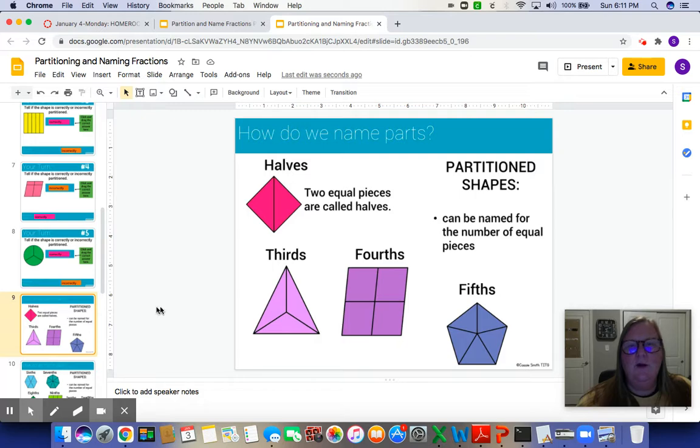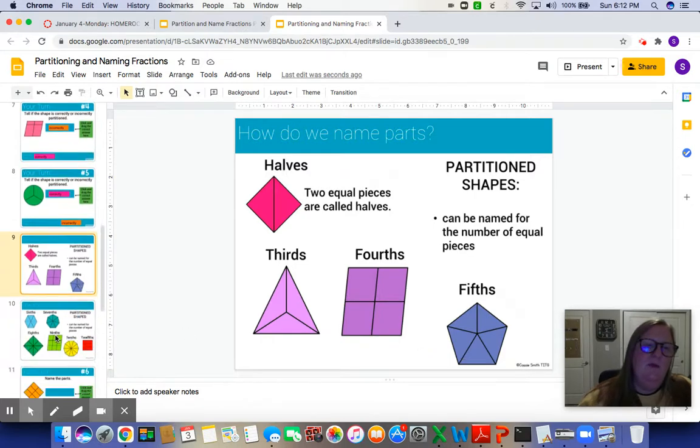And then the other part is, how do we name the parts? It says partitioned shapes can be named for the number of equal pieces. So in the pink square, you'll notice that there are 1, 2 pieces. 2 equal pieces are called halves. So this is a half and that's a half. If we have 3 equal pieces, 1, 2, 3, it would be divided into thirds. If we have 4 equal pieces, 1, 2, 3, 4, it's fourths. And if we have 1, 2, 3, 4, 5 equal pieces, it would be considered fifths. And it would continue on like that.